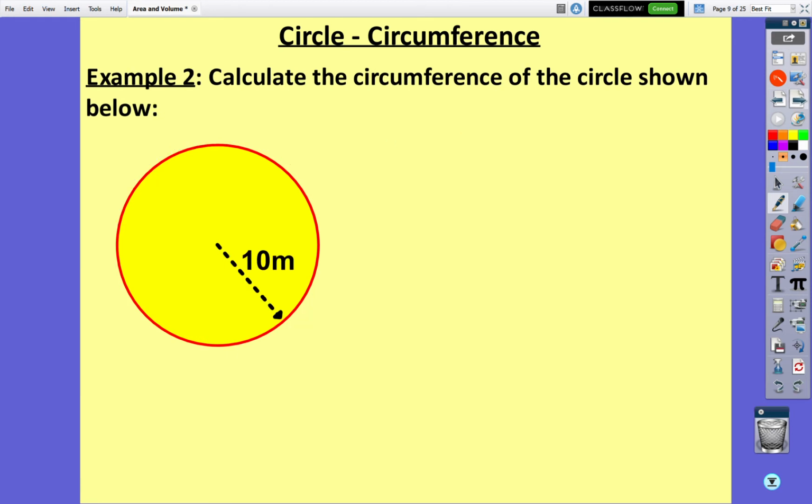Okay, so calculate the circumference of the circle shown below. So again, C equals pi d. Pi times, this time I've only got half the width, half the long length, so that's a radius. Now I want the diameter, so to do that I double it because it's 10 there, it's 10 there, so it's going to be 20. So pi times 20, shift pi times 20, 62.8 centimeters.